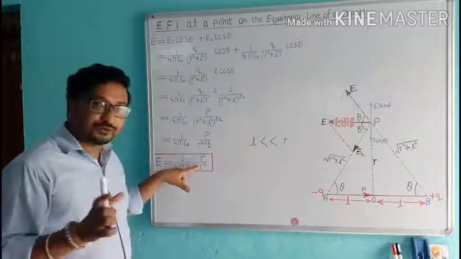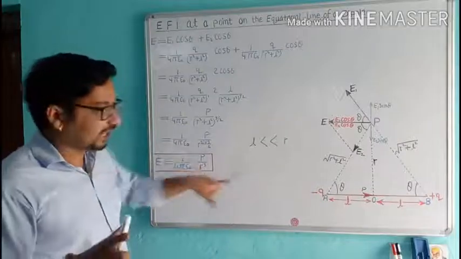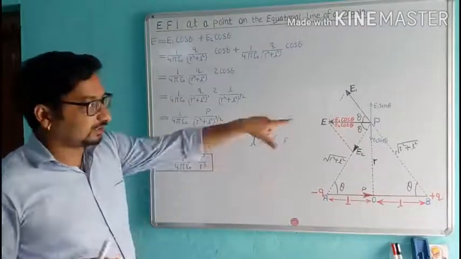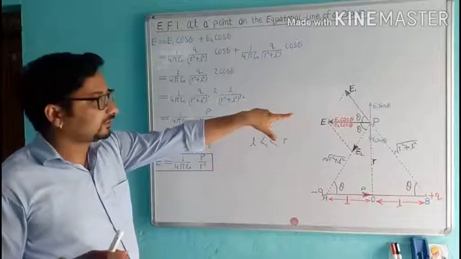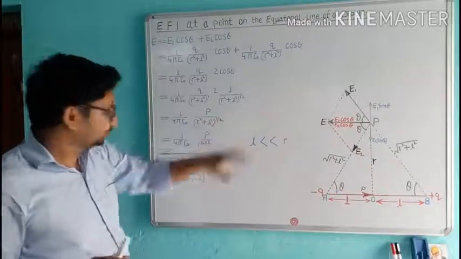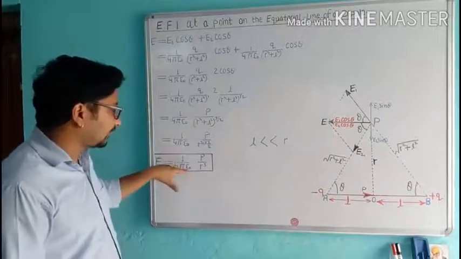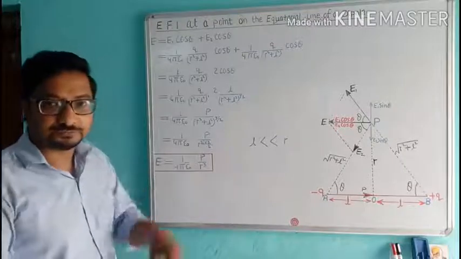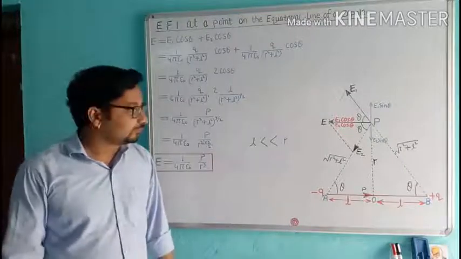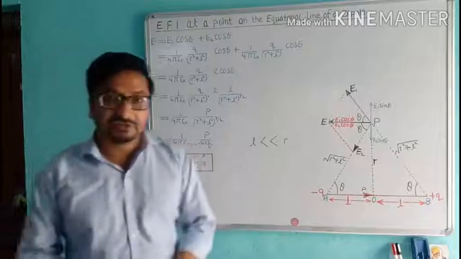So the resultant electric field intensity at point P, that is a point lying on the equatorial line, will be E is equal to 1 upon 4 pi epsilon naught, P upon R cube. Okay, so this topic is done. Thanks for watching.